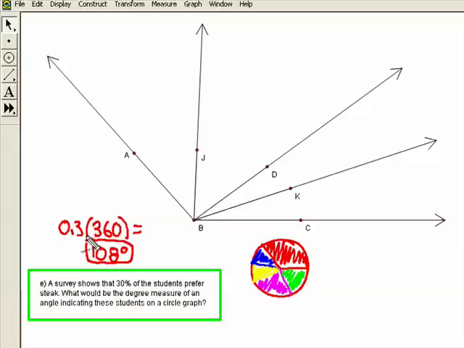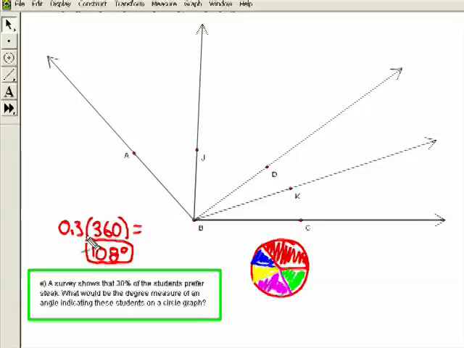And so you can just imagine if this was some kind of survey and it had other parts to it too that filled up the entire circle graph. So a percentage that preferred chicken, a percentage that preferred pizza, fish, and so on. But 30% of 360, that would be 108 degrees. That's how much would be shaded in to represent students who preferred steak.